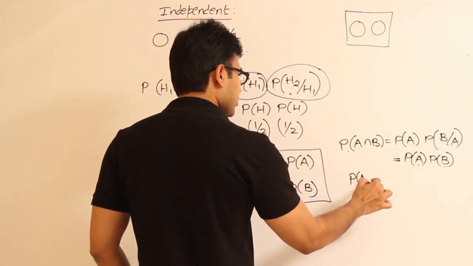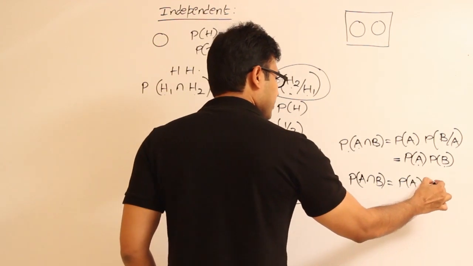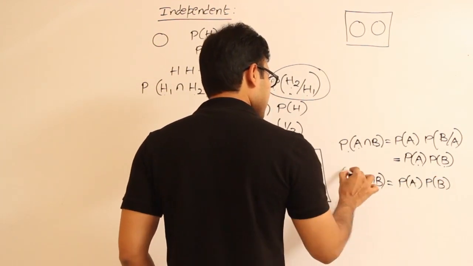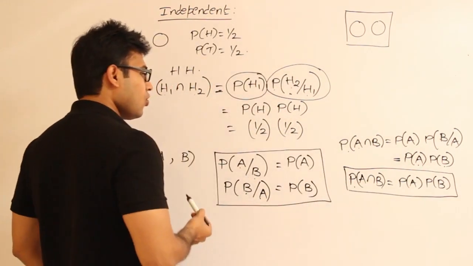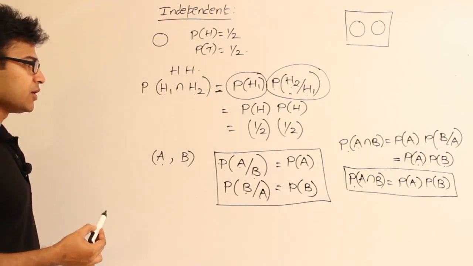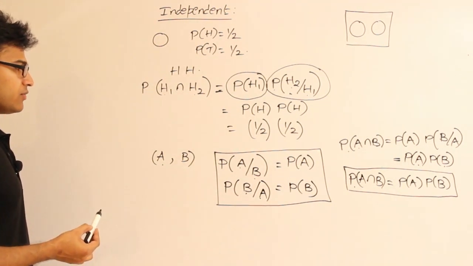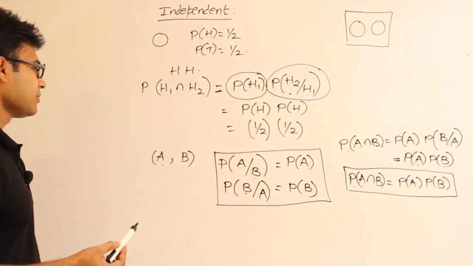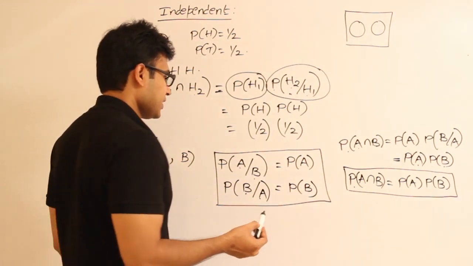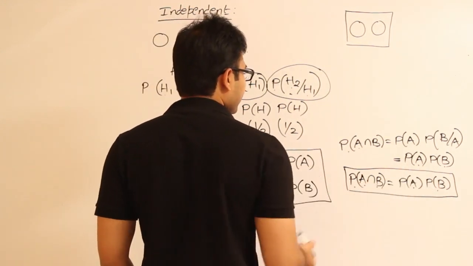So this is a very important formula: probability of A into probability of B, right? So when is it valid? This formula is valid only when A and B are two independent events. So if it is given in a question that A and B are two independent events, then what is the probability that A and B will simultaneously occur? Then it is the probability of A into the probability of B.